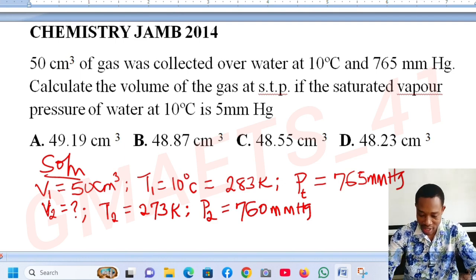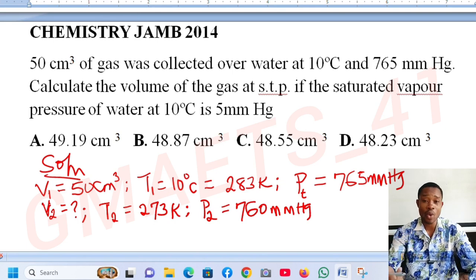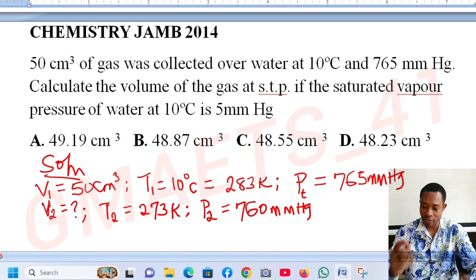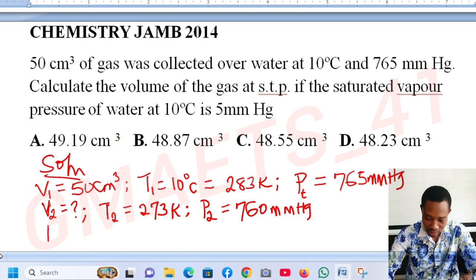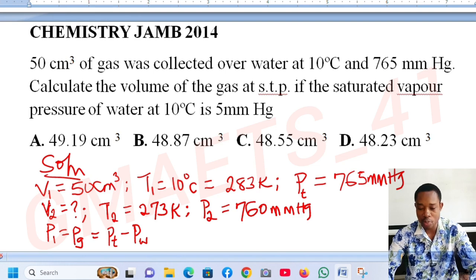So look at what I am saying in essence. Let me show you. Pressure of the gas, that's the initial pressure of the gas, which I'm going to label as P1G, or simply P1. Please, P1 is the pressure of the gas. In fact, let me indicate it. Our P1, which is equal to the pressure of the gas, is going to be equal to the total pressure minus the pressure of the water vapor. Let me use P subscript W.